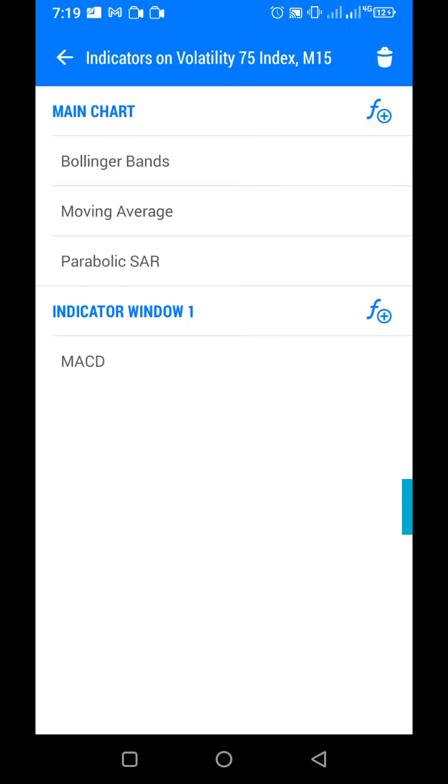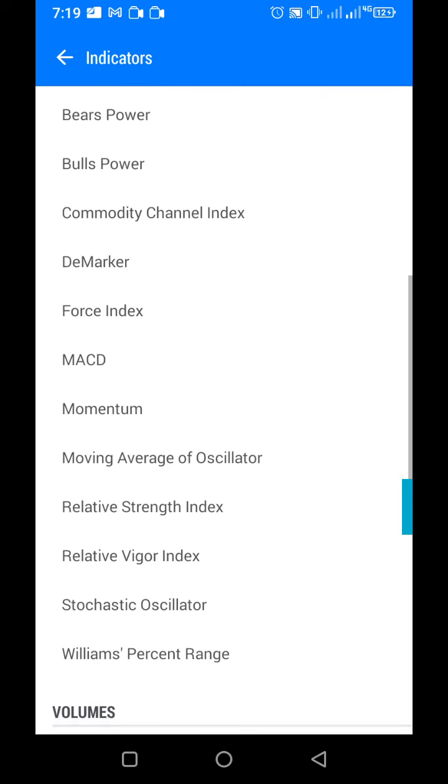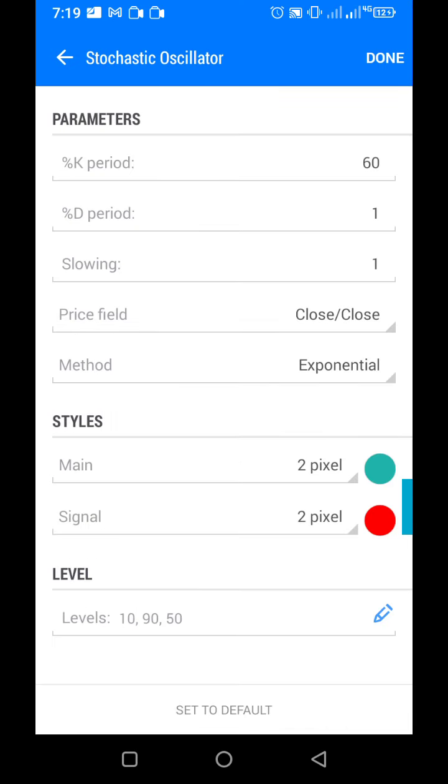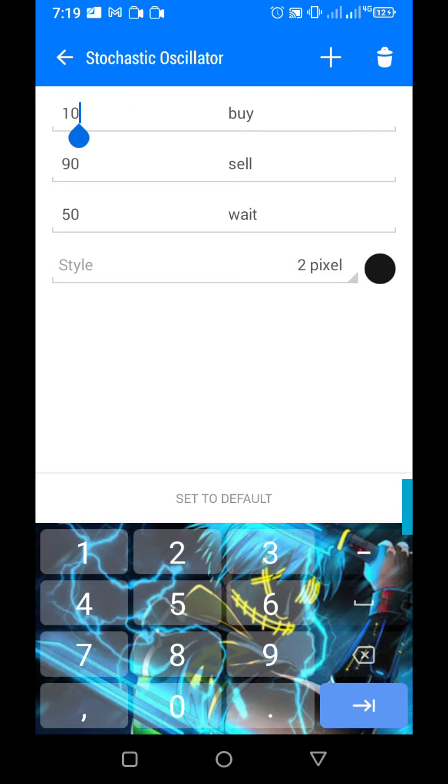One more. No, actually two more. Your stochastic oscillator. These are the settings: K period 60, D period 1, slowing 1, price field close, method exponential. And your levels, when you come, you see only two levels down here. You can just add a level, and you choose what the level should be. This level should be 10. 10 should be buy, 90 sell, and 50 wait. This is how it is.